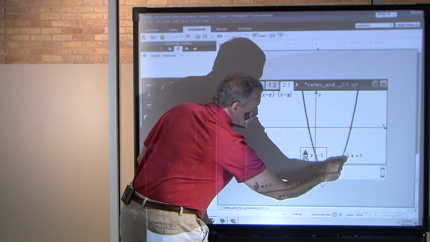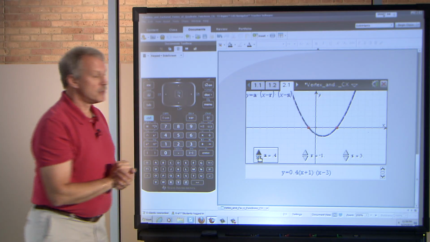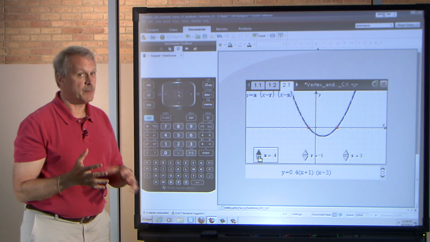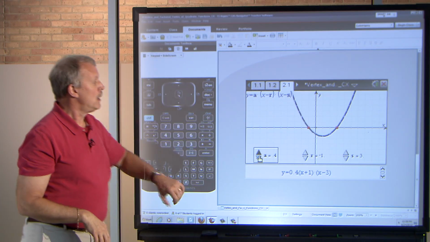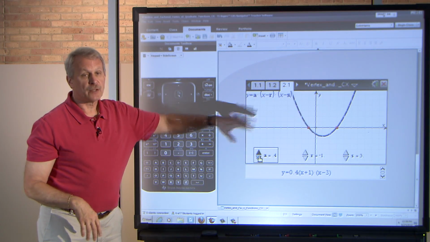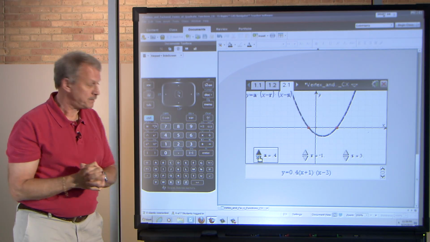I can change the value of s, and again they can start to see patterns here. And then I can also do the same thing with changing the value for a, how that makes the graph narrower if it's increased, and if it's decreased, how it makes the graph wider. So students can see there's definitely a relationship between having an equation in factored form and seeing the roots, and having an equation in vertex form and seeing where the vertex is and where the graph translates.